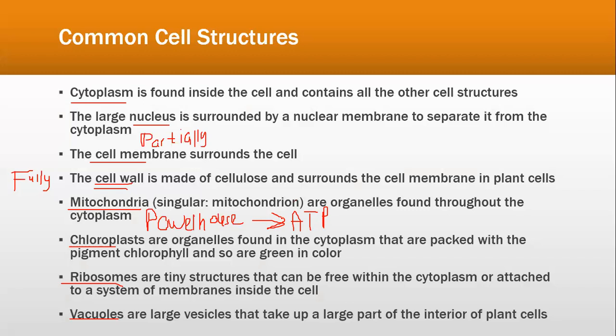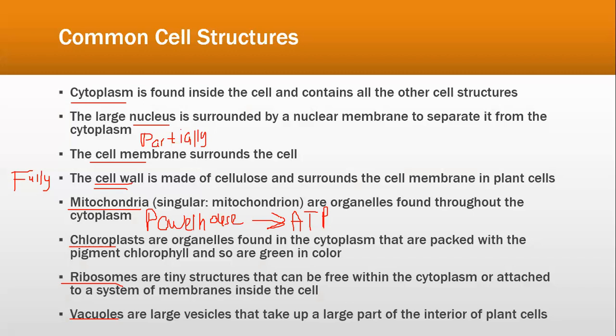Then we have chloroplasts. Chloroplasts are organelles found in the cytoplasm that are packed with the pigment chlorophyll and so they are green in color. अब chloroplast की ये बात है that it is only present in plant cells, not an animal cell. What is the reason? And it is one of the basic differences also जो कि help करेंगे.